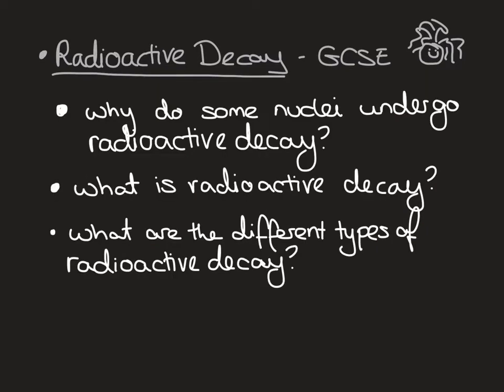So now that you've done that, in this video on radioactive decay, we're going to try and answer 3 key questions. First of all, why do some nuclei undergo radioactive decay? Not all atoms are radioactive, so why are some radioactive and why are some not? Second of all, what is radioactive decay? We need to be able to define it. And thirdly, what are the different types of radioactive decay that can be produced when a nucleus decays?